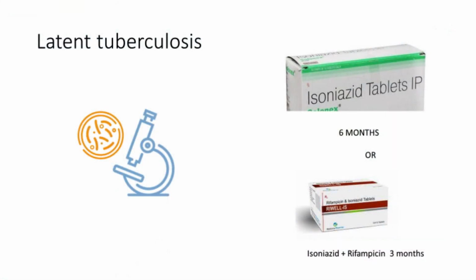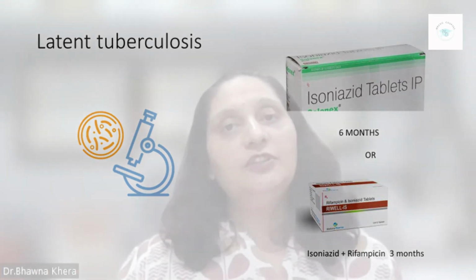Now, a word about the latent tuberculosis treatment. In latent tuberculosis, basically the patient is not having any signs and symptoms. It is just seropositivity. So do we need to treat all latent tuberculosis patients? No. We need to treat only the high-risk patients like HIV positive women. So you can use isoniazid for prophylaxis for 6 months, or you can use an isoniazid rifampicin combination, which can be used for 3 to 6 months.